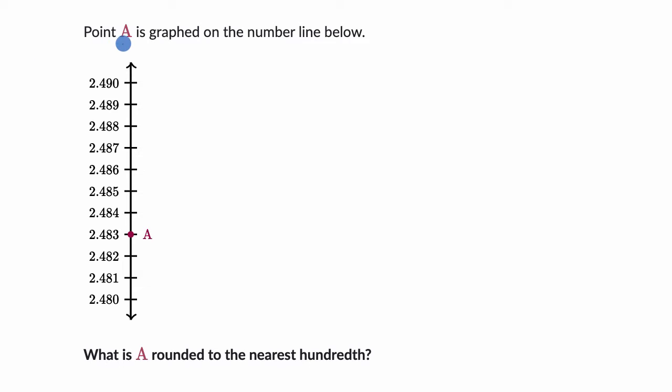We are told point A is graphed on the number line below. We see that right over there. What is A rounded to the nearest hundredth? Pause this video and see if you can figure that out before we do it together.